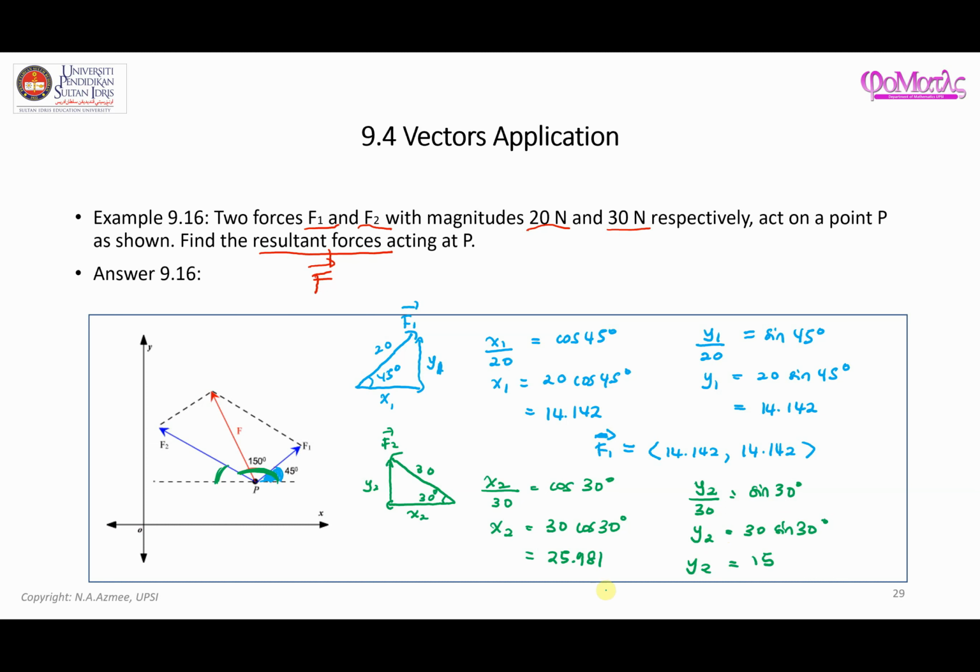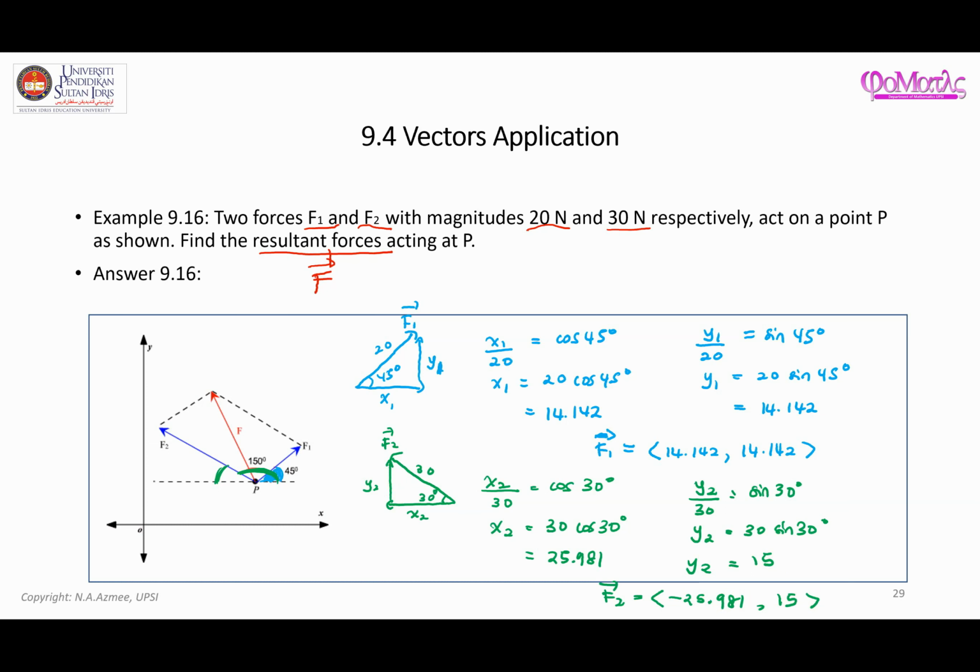Therefore we can write down vector F2, and now we apply the sign. It is moving in this direction, so the X component is negative, negative 25.981, and y2 is moving upwards, so it is positive, equal to 15.